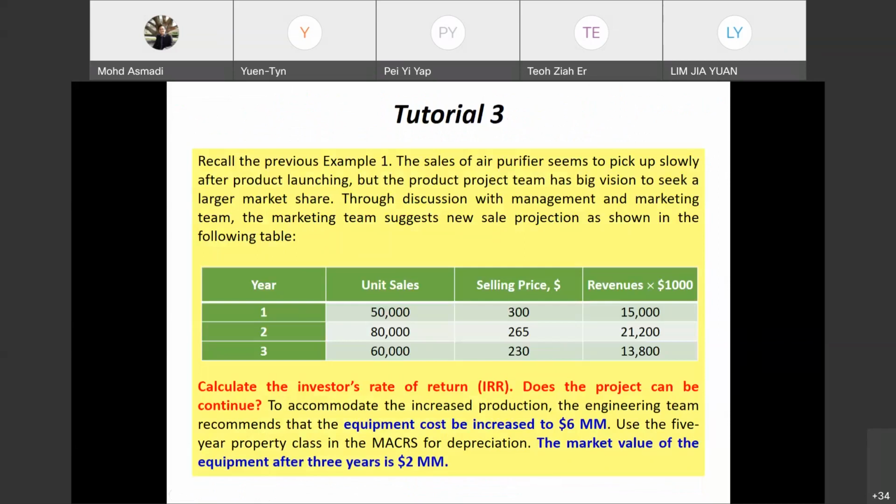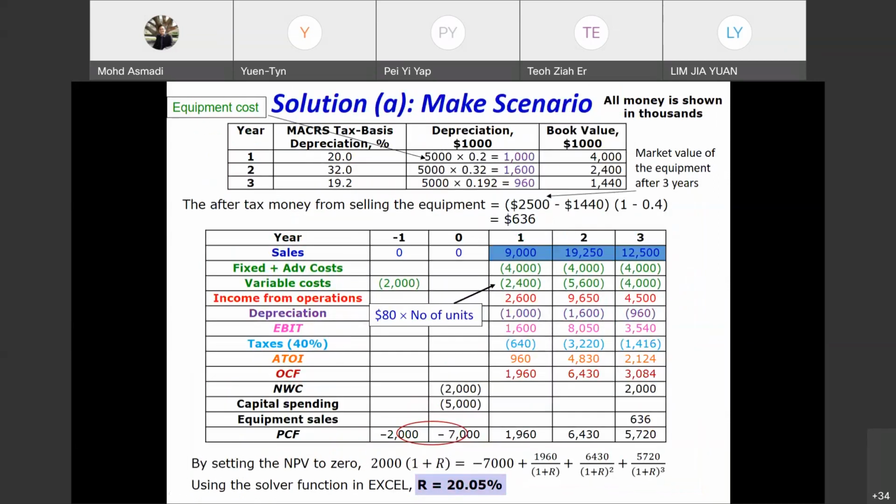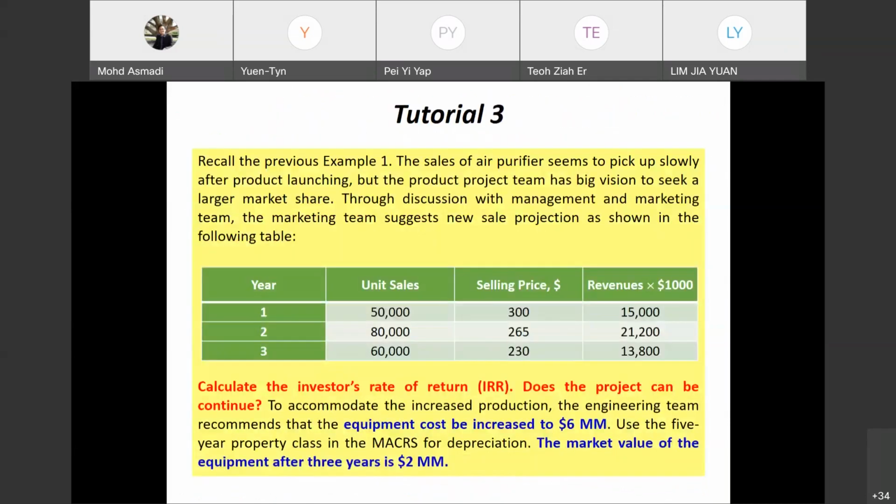Calculate the IRR. Can you calculate? I give you 10 minutes. Follow this table. You can change. I give you 10 minutes. Later I show you the flow. How much IRR do you get?